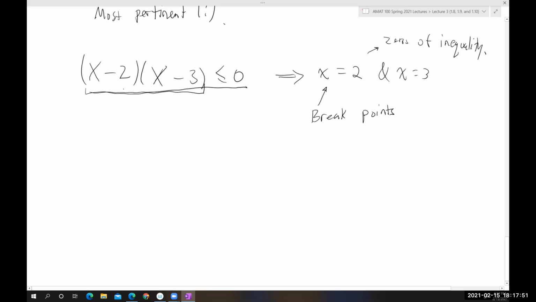So this is the first step. Once you factor like this, look at those breakpoints. What are the zeros? Maybe I'll write here: they're the zeros, or roots, of the algebraic expression.